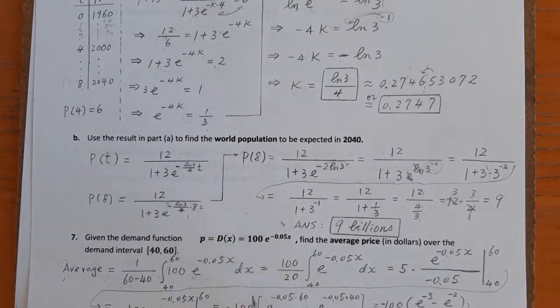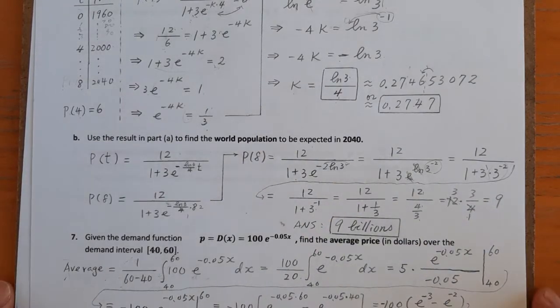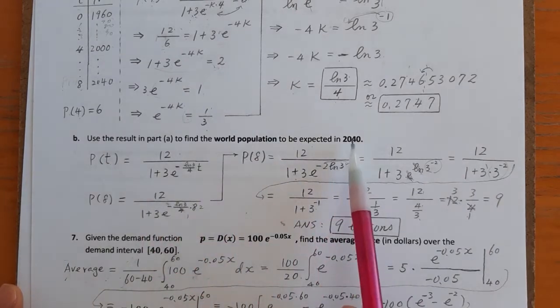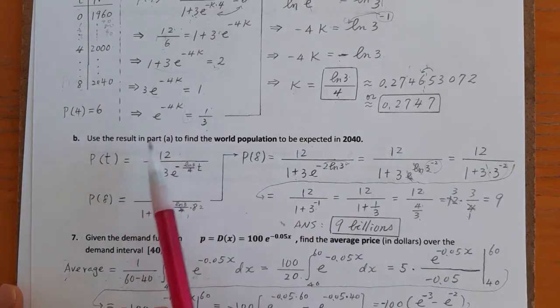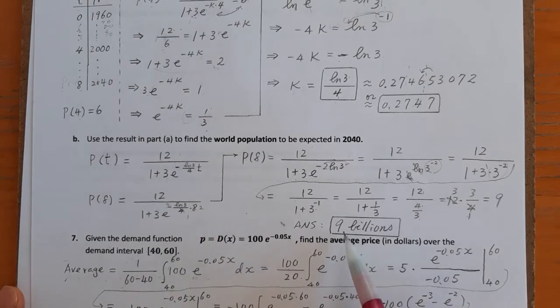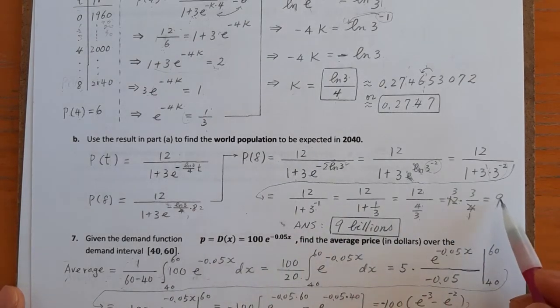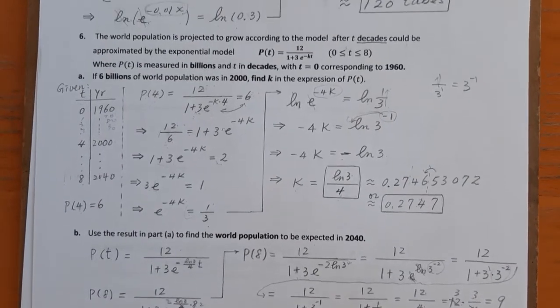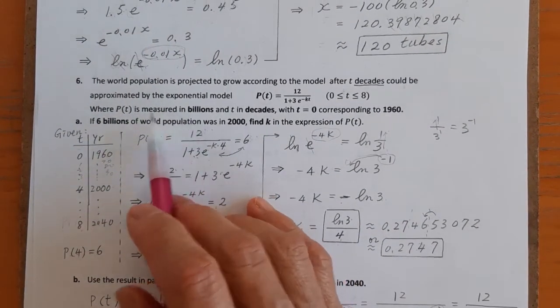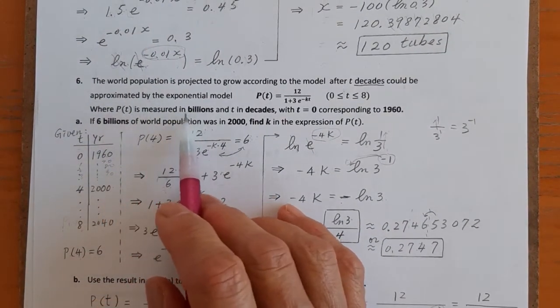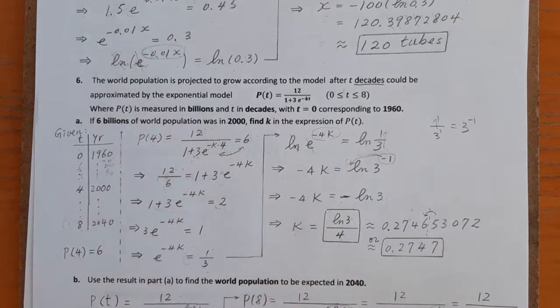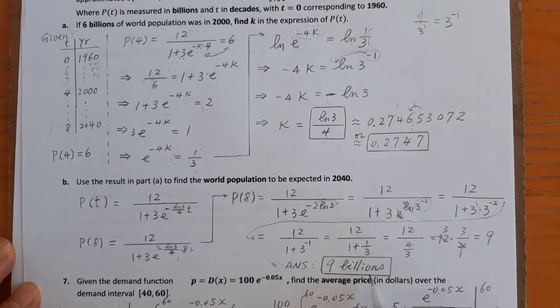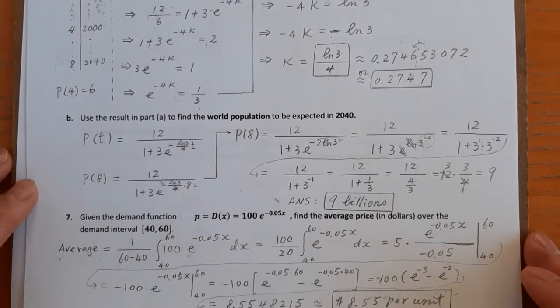So then your answer is, in 2040, the world population is 9. You cannot just answer 9, because you need to add the units. The P of T is measured in billions. So you have to put 9 billion population.